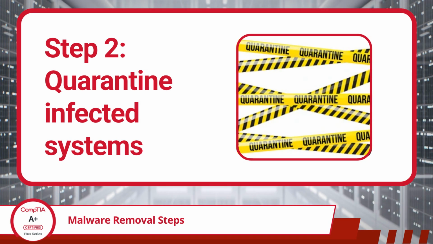Once malware has been confirmed, step 2 is to quarantine the infected system. Quarantining involves isolating the affected device from the network to prevent the malware from spreading to other systems or communicating with external attackers. This usually means disconnecting the system from Wi-Fi, unplugging the Ethernet cable, or disabling network access entirely. Think of it like placing the infected system into isolation while you prepare for cleanup. If the infection appears severe enough, powering the system off completely may also be appropriate until remediation can begin.